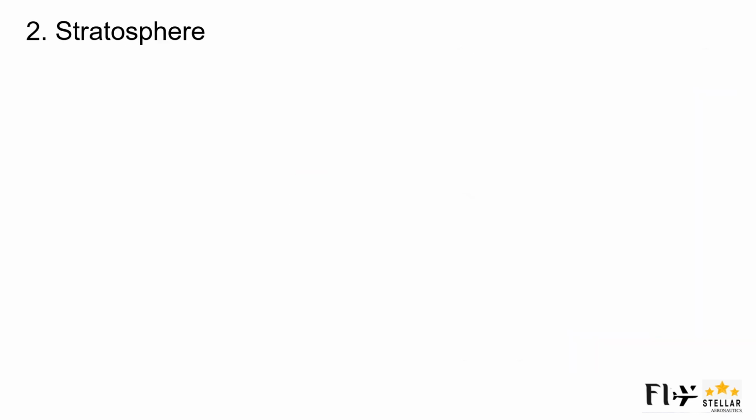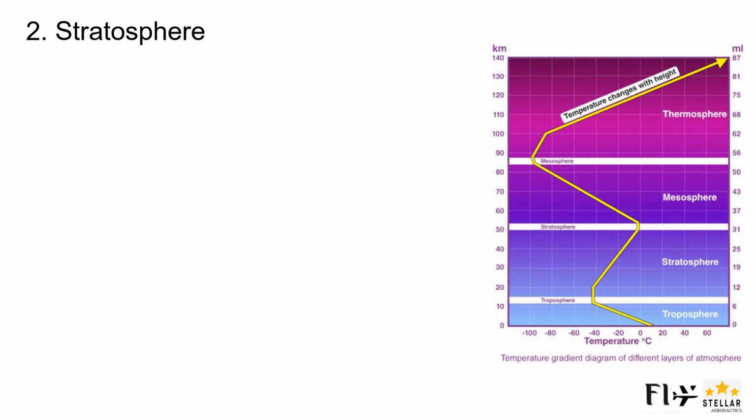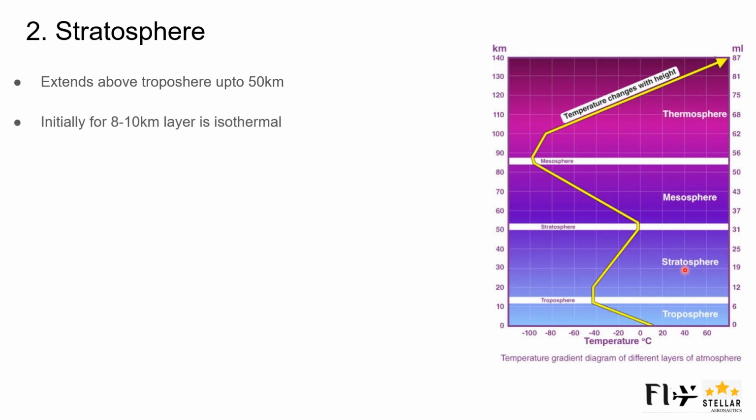Second is the stratosphere. It is the second layer of atmosphere above troposphere. It extends above troposphere up to 50 kilometers. Initially for 8 to 10 kilometer, the layer is isothermal, that is no change in temperature. Then the temperature increases with height.